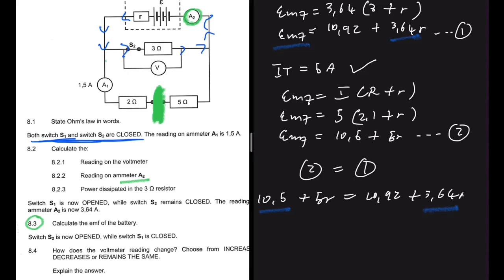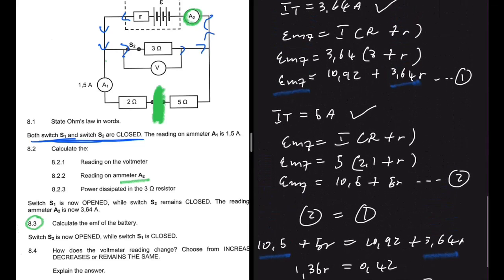So if we take 3.64R to the left hand side, we're gonna get 1.36R, and then when we take 10.5 to the right hand side, we're gonna get 0.42. So R is equal to 0.42 divided by 1.36, and that is equal to 0.31, actually not 0.31 but 0.3088 ohms. Right, so we have the internal resistance.